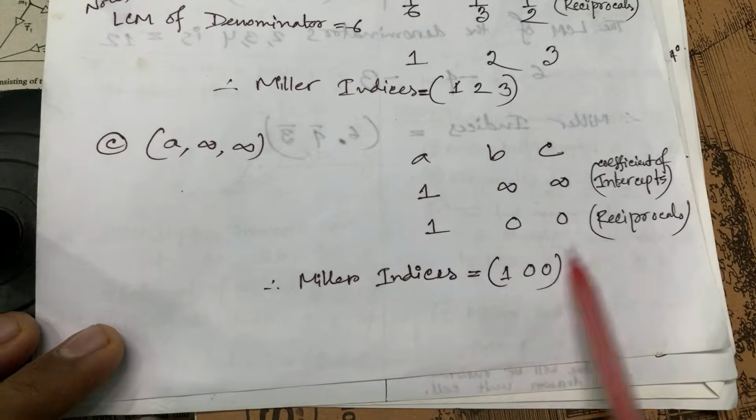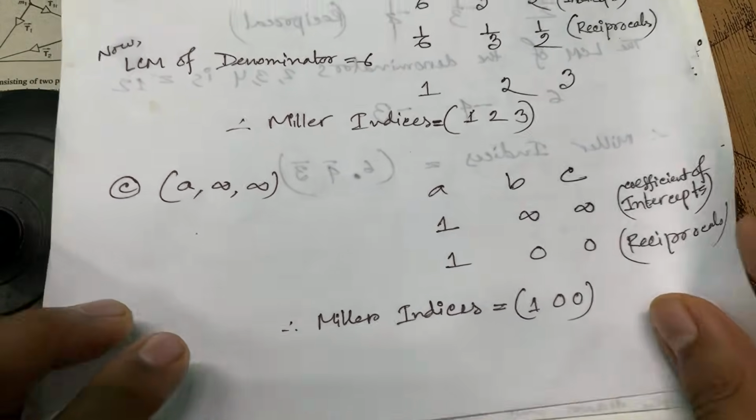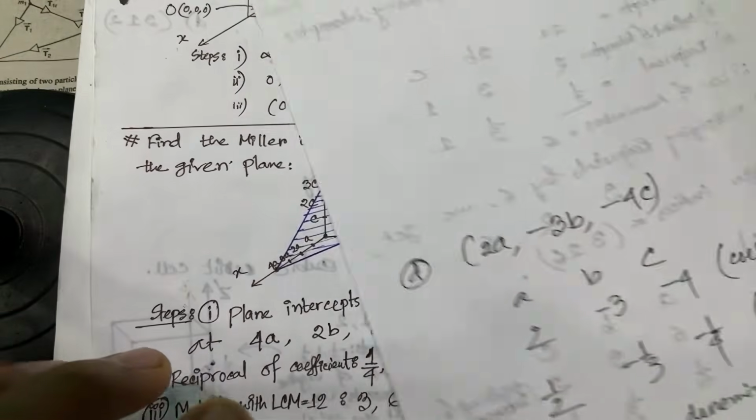So we have 100 as our Miller indices. So this is the third question in a row. Let's do the next one.